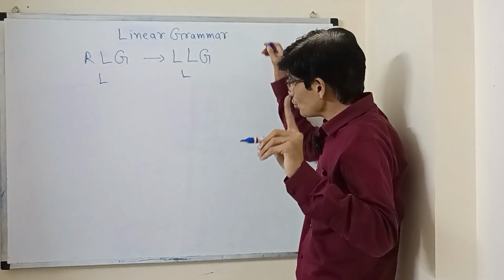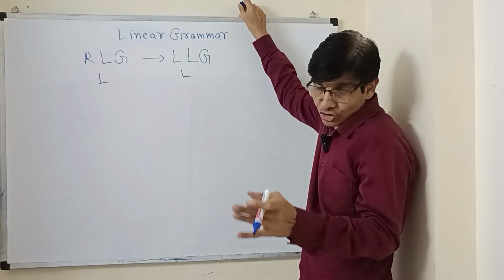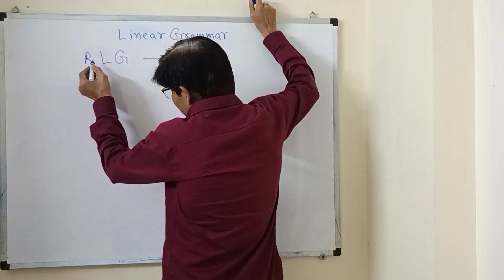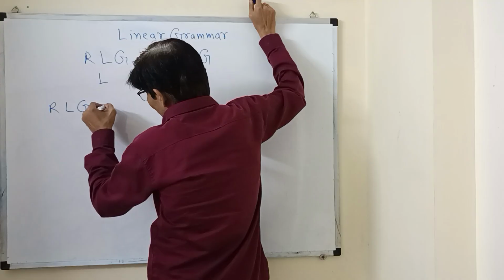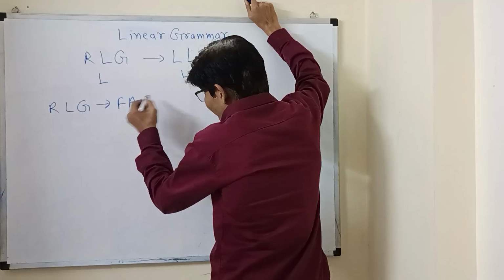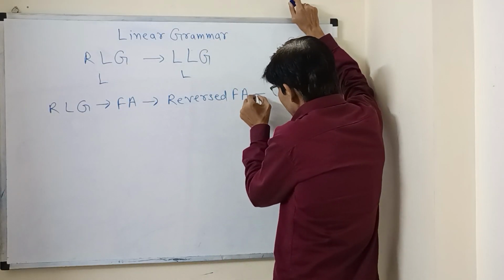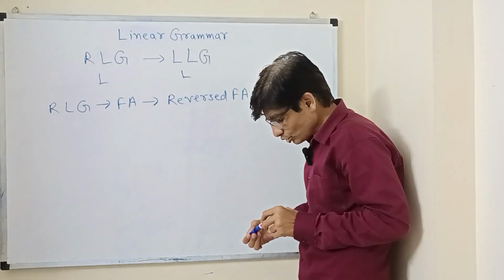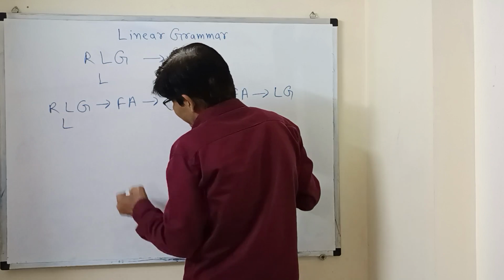So how will we do this conversion? All the conversions we have already discussed, so you can convert it yourself. First convert this RLG into an FA, and then the FA into a reverse FA. Then this reverse FA into an RLG.